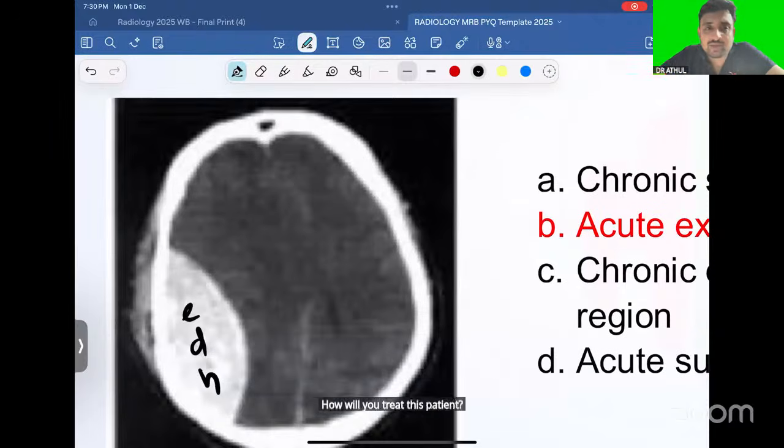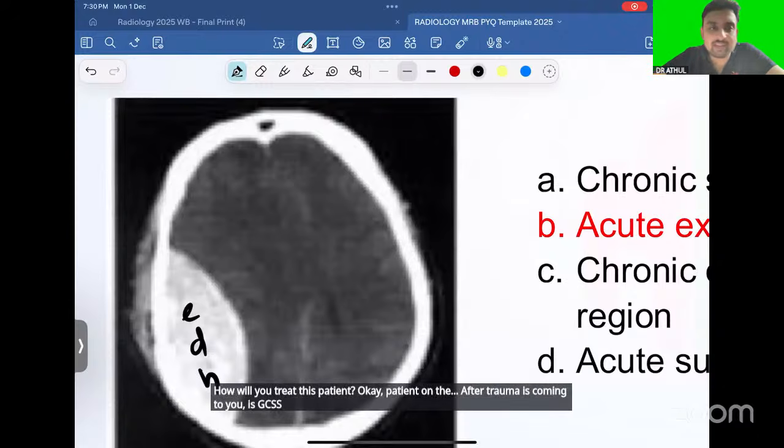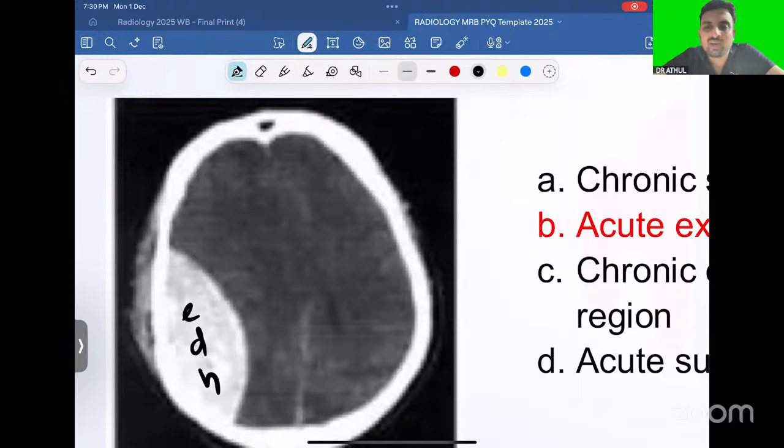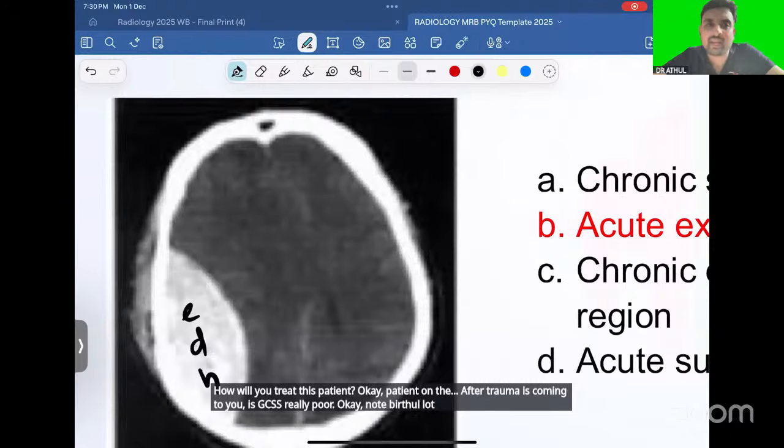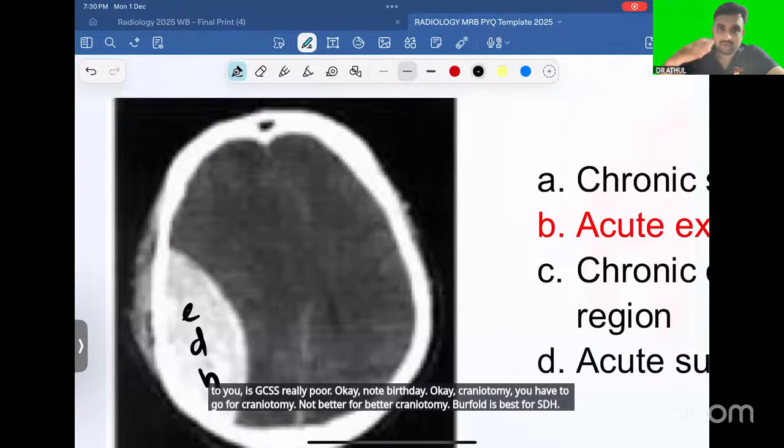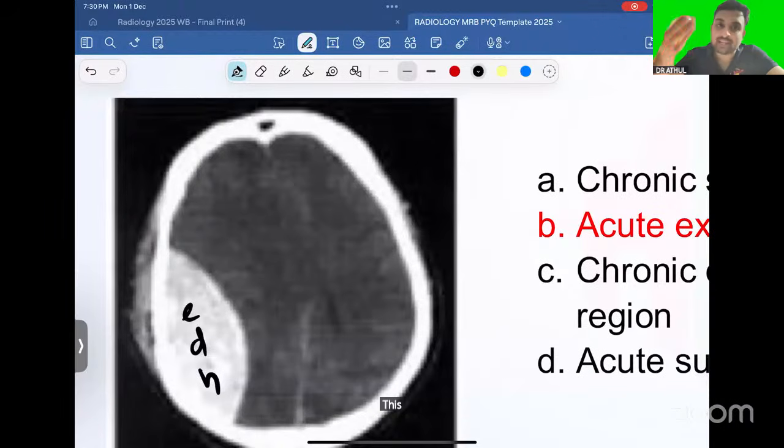Now let me ask you, how will you treat this patient? A patient is coming to you after trauma, his GCS is very poor. You have done the CT, and the CT shows EDH. How will you save him? Not burr hole. There is something better than a burr hole: craniotomy. You have to go for craniotomy. Burr hole is best for SDH. This is not wrong, I am telling better. Better is craniotomy.